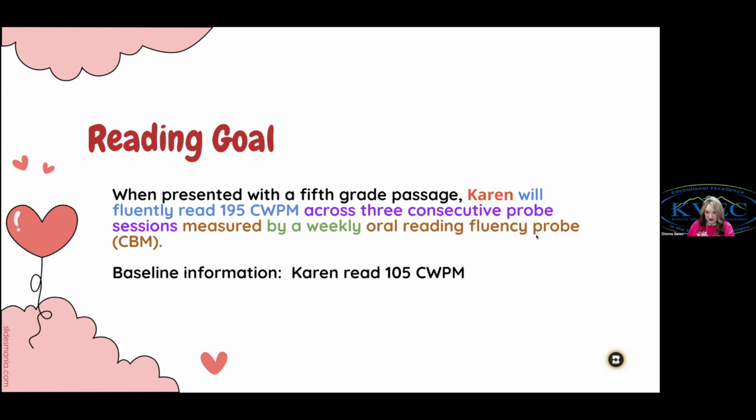What kind of information are we giving her? So that we want her to be able to read 195 correct words per minute. And we're going to check her each week with a probe. So she started out at 105.